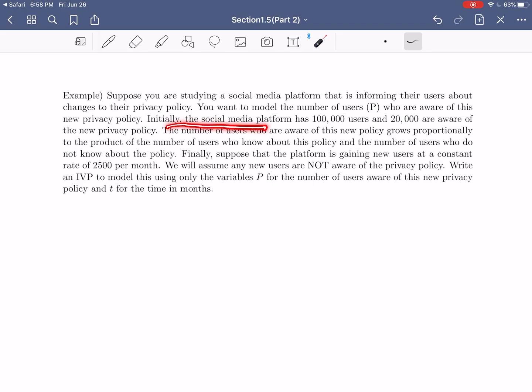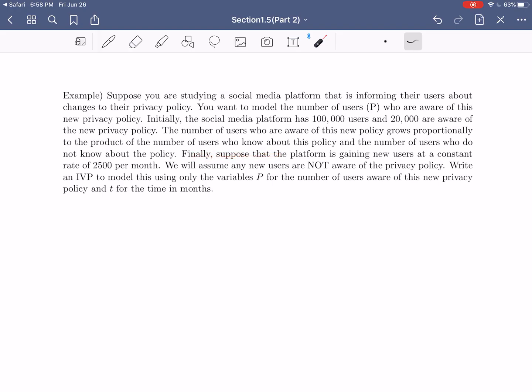We're told initially that the social media platform has 100,000 users. That's not what we're modeling, though. And 20,000 are aware of the new privacy policy. That part right there is what we're interested in because we're trying to model the ones who know about the privacy policy. The number of users who are aware of this new policy grows proportionally, this is the part telling us about the differential equation, to the product of the number of users who know about this policy and the number of users who do not know about the policy. Okay, so we'll have to use that.